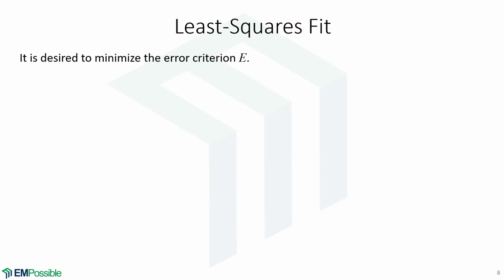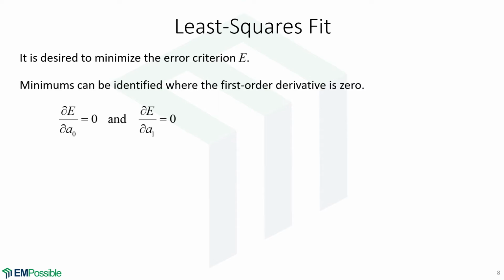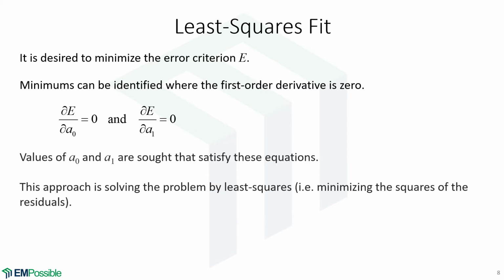We have our error criterion, and we would like to minimize it. What's a common way we know to minimize a function? Well, there's the first derivative rule. What if we differentiated our error criterion with respect to a0, a1, set those equal to 0, and use those equations to figure out what values of A0 and A1 make that happen. When we solve for our A0, A1 by this technique, this is called solving the problem in the sense of least squares, because we've minimized the squares of the residuals.